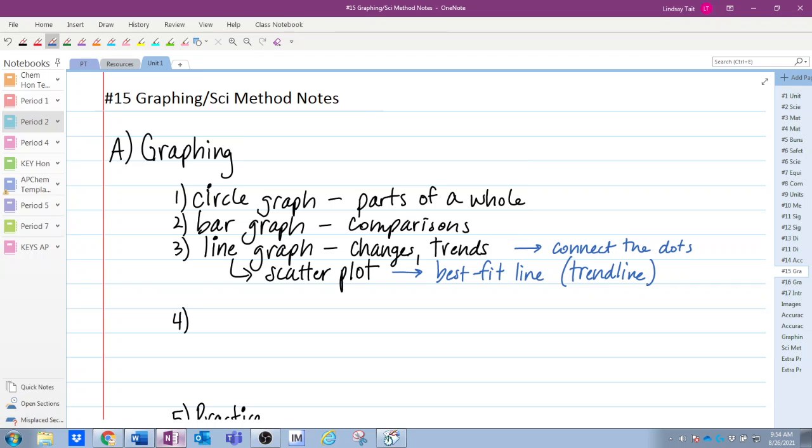and how the dots are organized. Are they going in an upward direction? Are they going in a downward direction? Does it look like they're going in a straight line? Does it look like they're going in an arc? Yeah? That's what you're looking for with the trend line.